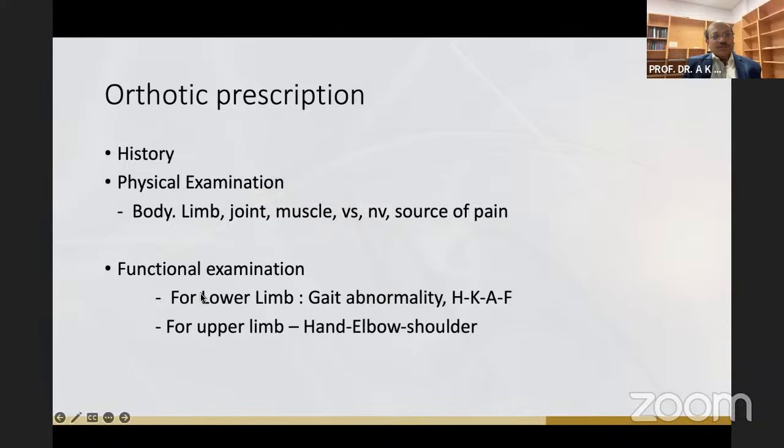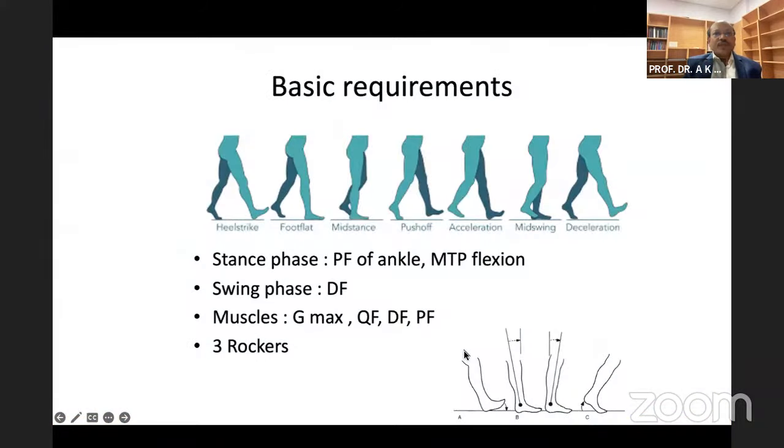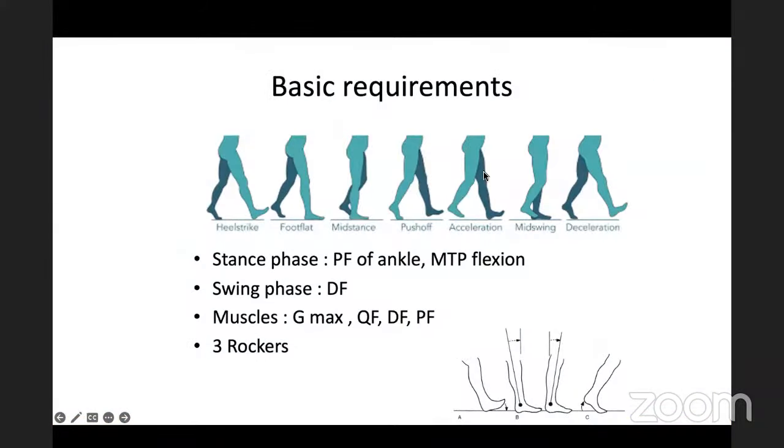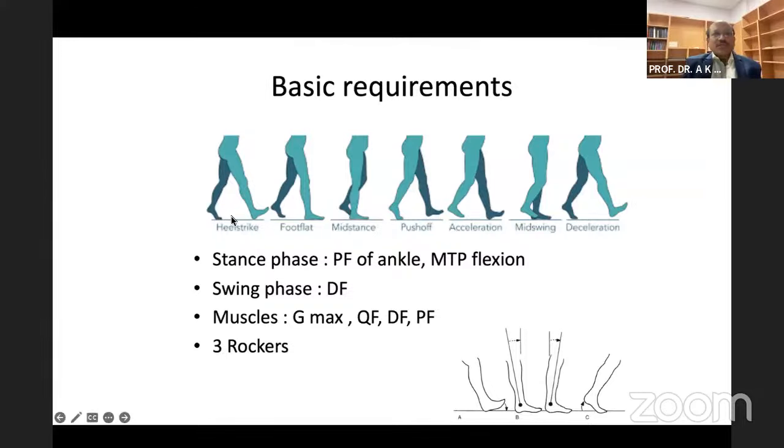Next, for functional examination of the lower limb, we have to check the gait abnormality and the hip, knee, ankle, foot rhythm, and for the upper limb, hand, elbow, shoulder rhythm. So what are the basic requirements, like the gait? All of you know, these are the basic requirements.